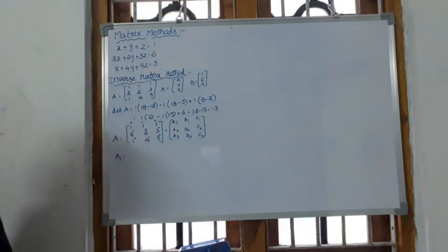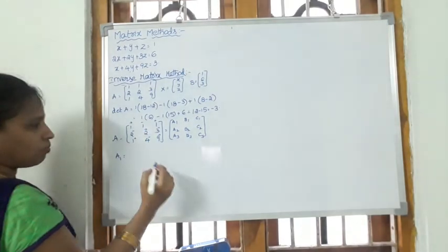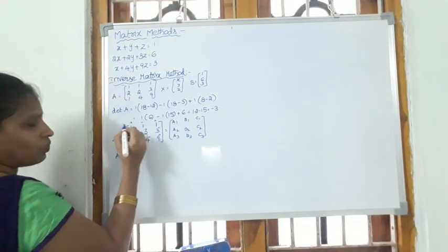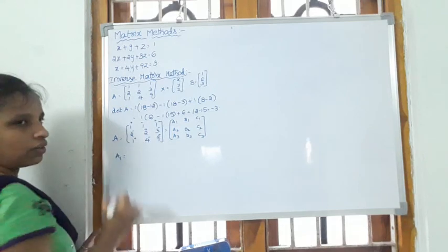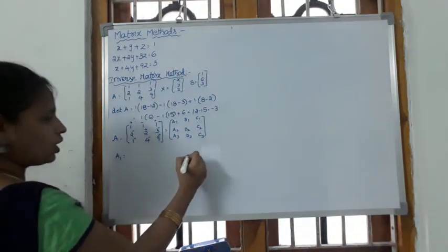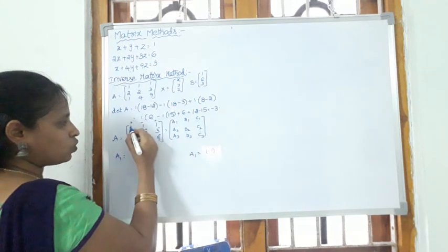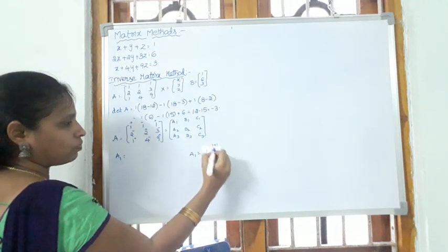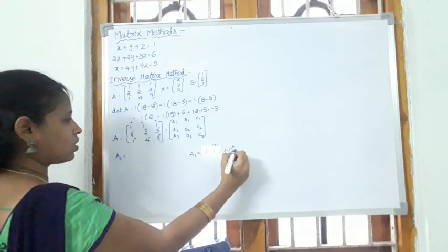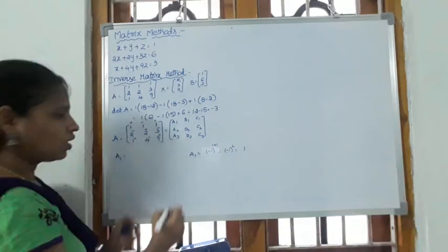How does the symbol become? Suppose the first symbol, this one, is in the first row and first column. So A1 is equal to minus 1 to the power of first row and first column, 1 plus 1, that is equal to minus 1 whole squared, which is equal to 1.